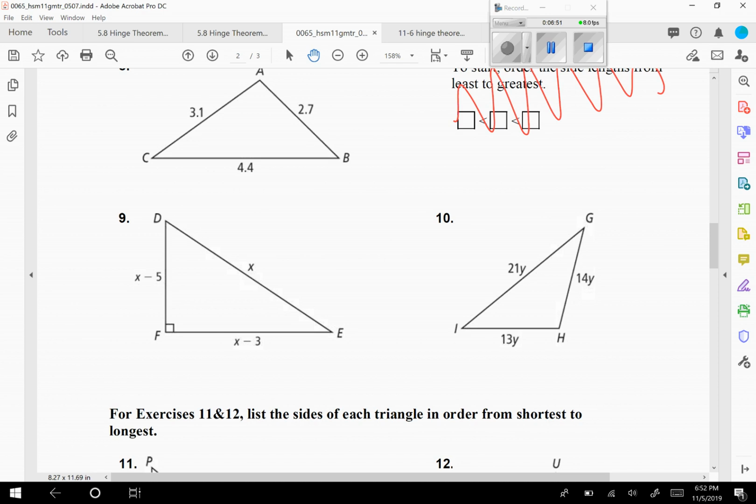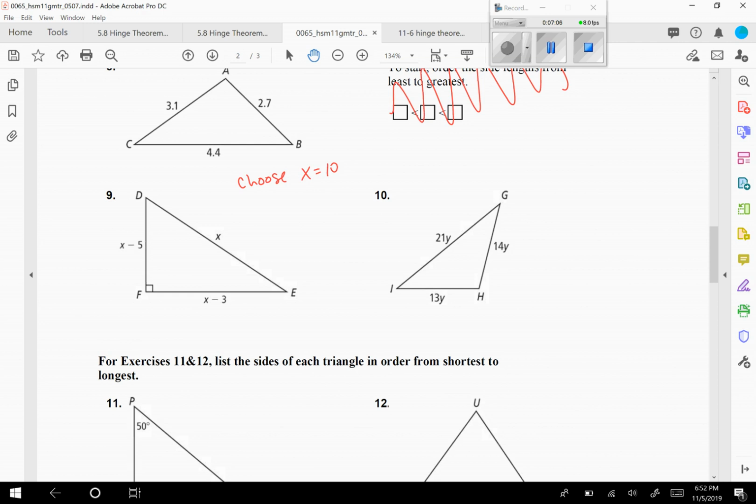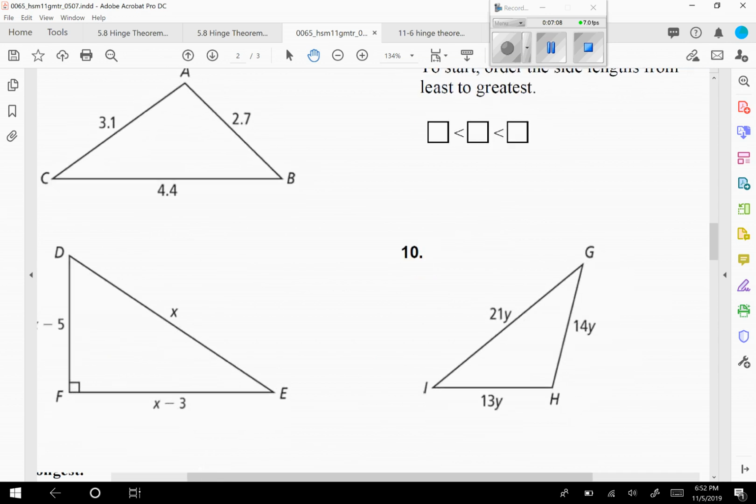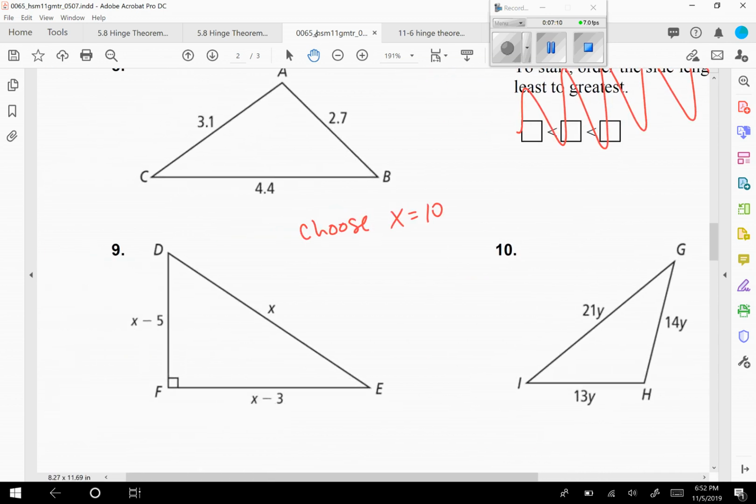So let's look at number 9. Okay, I'm choosing that x is going to be equal to 10. I just chose a number out of the air. So everywhere I see x, I'm going to put 10. So here x, this side's 10. X minus 5, well that's 10 minus 5, so this side is 5. Over here, x minus 3, so 10 minus 3, so this side is 7.